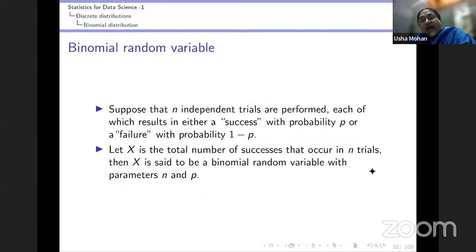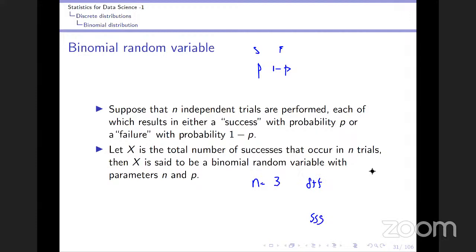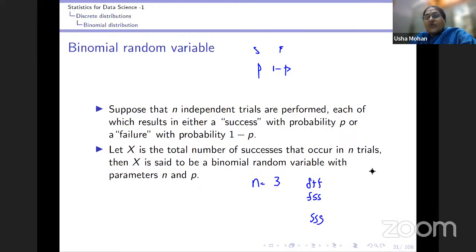So when I have n independent trials and I know that the probability of success of each trial is P, the probability of failure is 1 minus P. Let me say, for example, n is equal to 3. Now, what are the possible outcomes? All 3 could be failures. All 3 could be successes. Or I could have 1 failure and 2 successes. I could have 1 success and 2 failures. What else can I have?